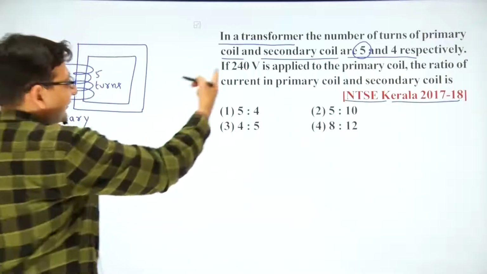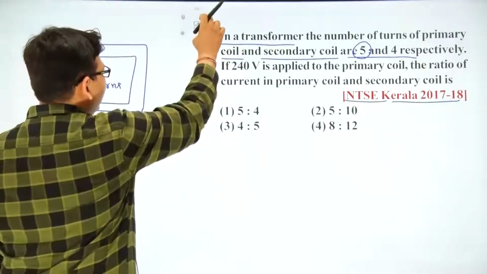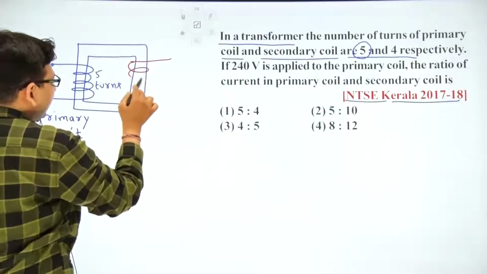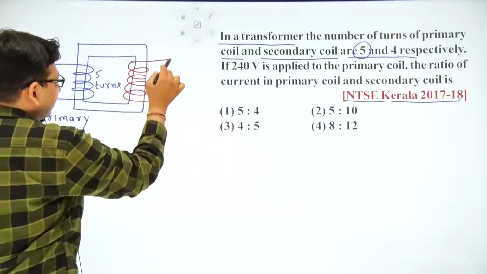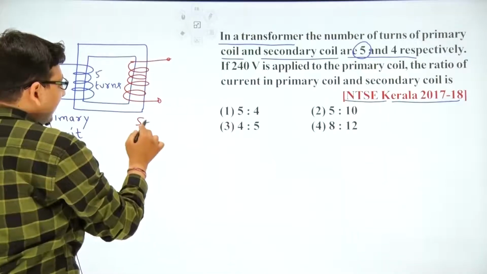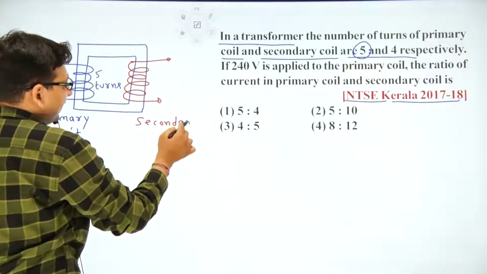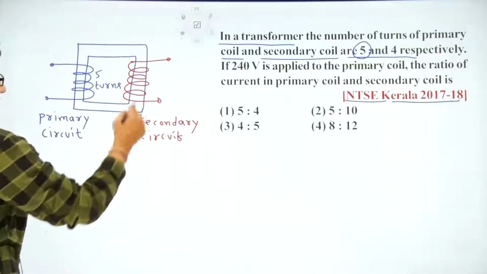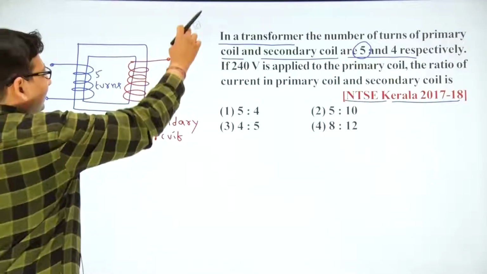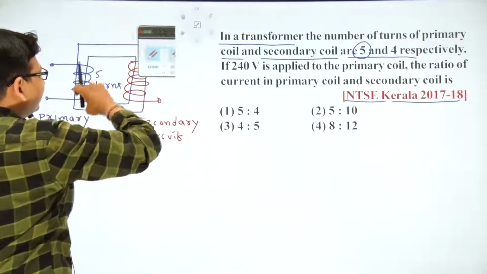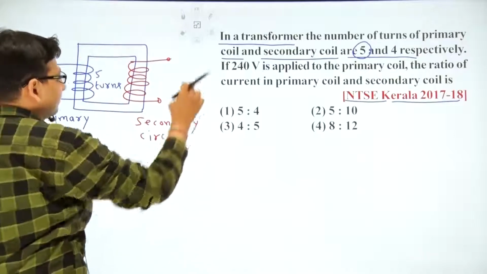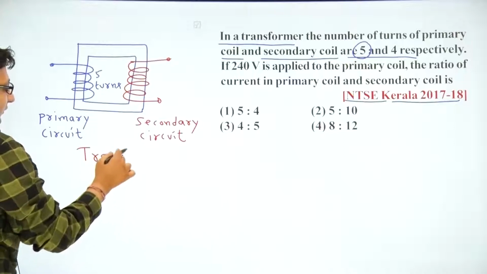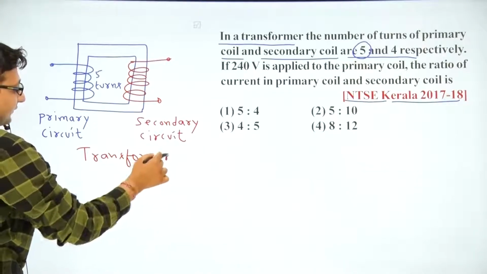Similarly, we have a secondary coil. The secondary coil is the output which we are getting here. This is the secondary coil, and here we are saying output. Primary is the input coil, and then the secondary circuit. This overall setup is called a transformer. This overall setup is my transformer device.